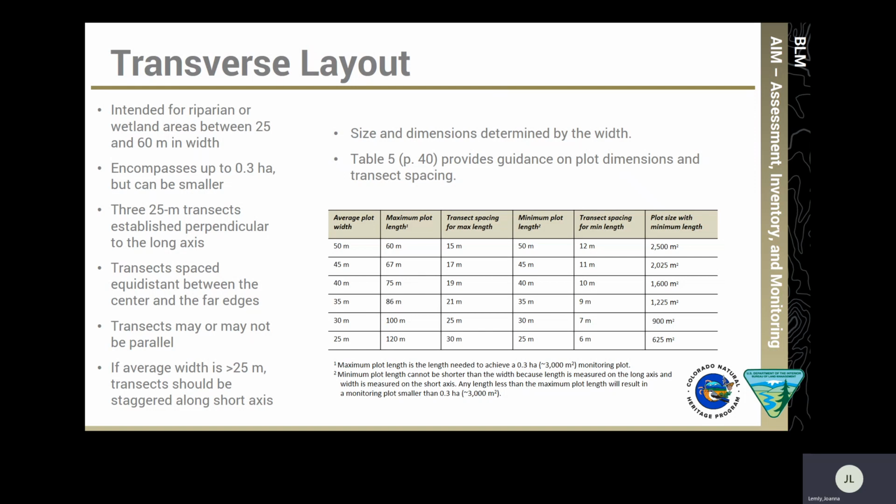So it's that area, 3,000 meters squared, divided by the width, whereas the minimum plot length is capped by the average width. The minimum plot length cannot be shorter than the width because the length is measured on the long axis and the width is measured on the short axis. Any length less than the maximum plot length will result in a monitoring plot smaller than 0.3 hectares, but that is perfectly fine. There is no minimum size to a plot.